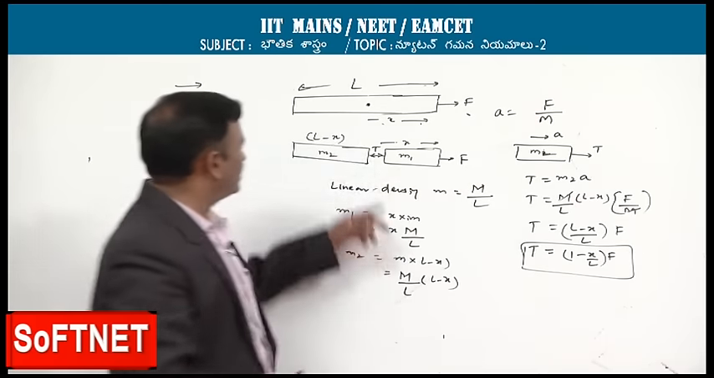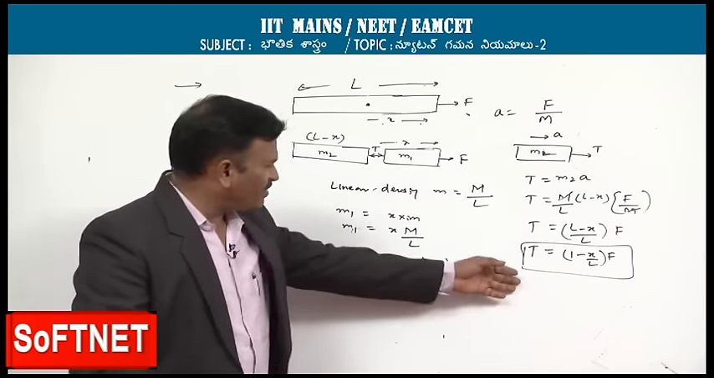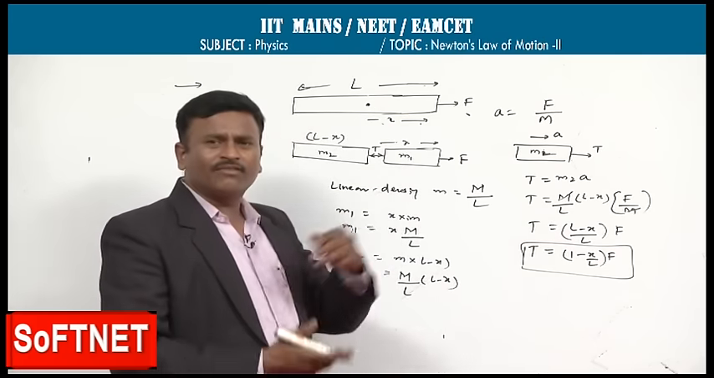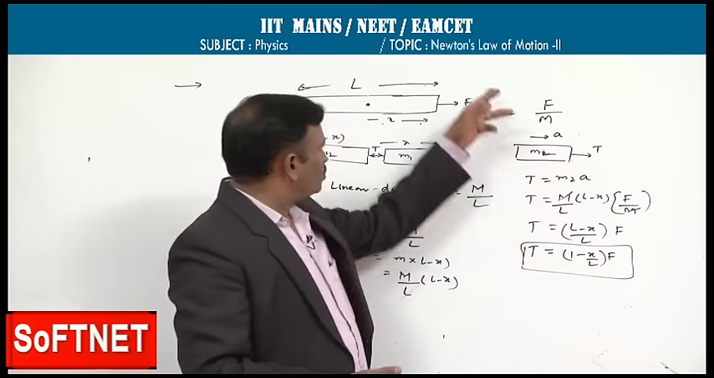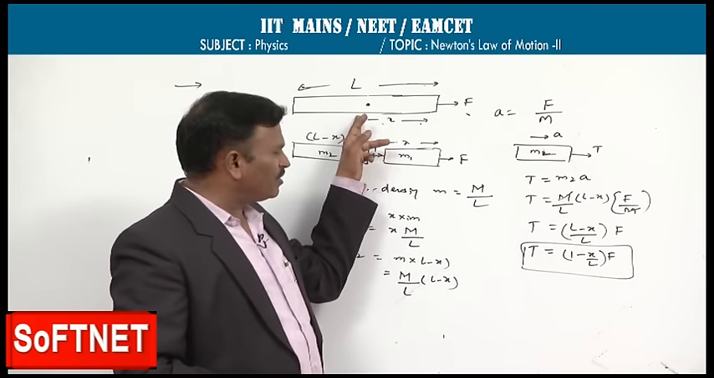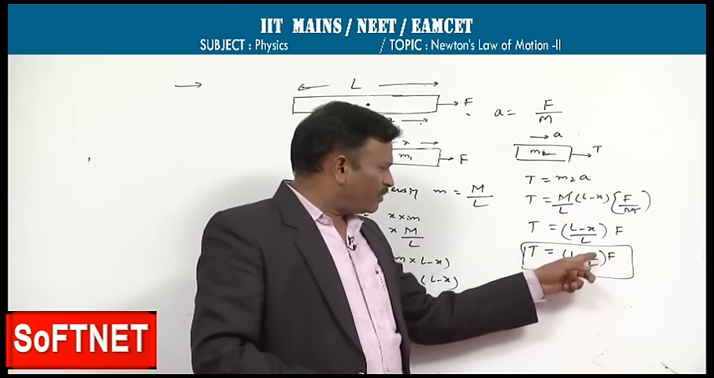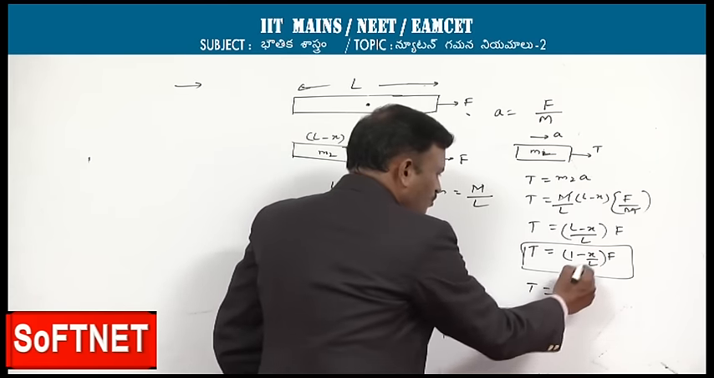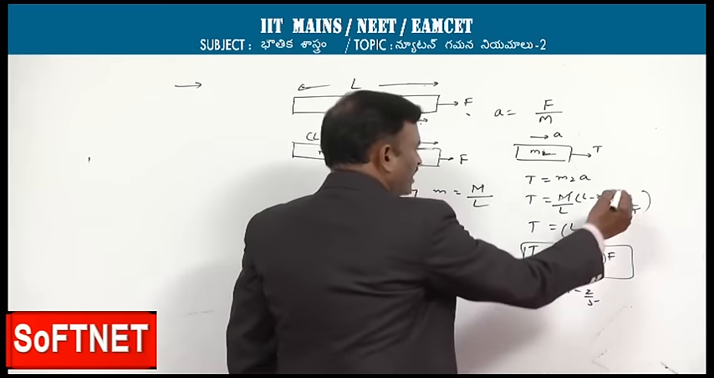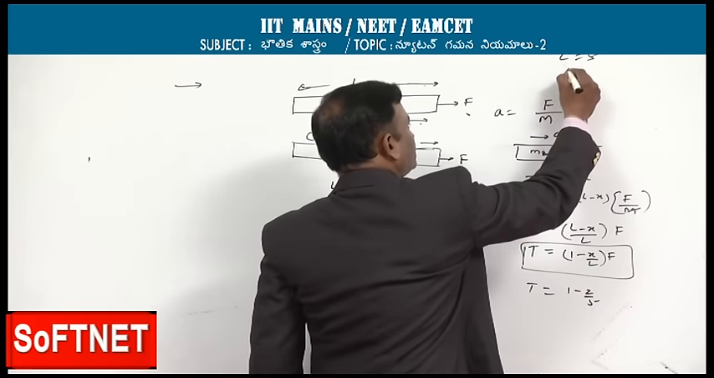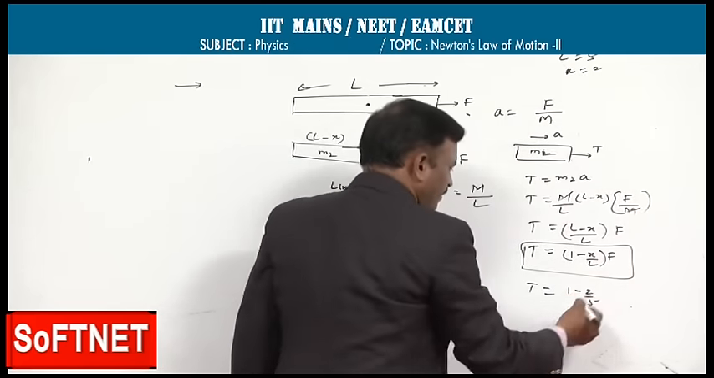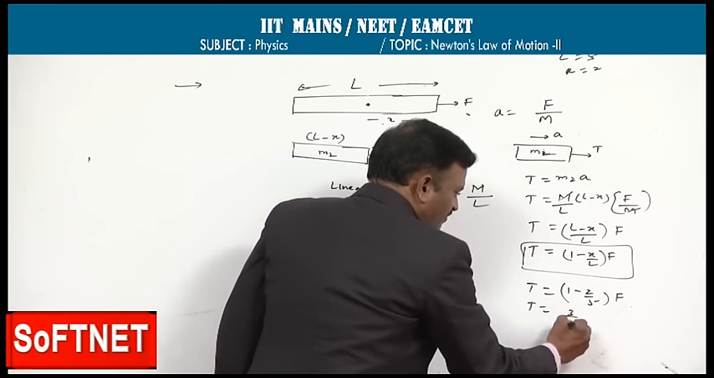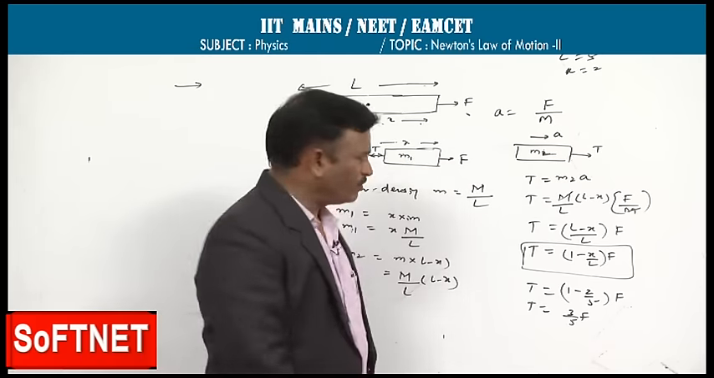This is the tension acting at the free end. If the values are given, we can easily substitute. At 2 centimeters, what might be the tension? Total length is given as 5, and at 2 centimeters you want it. Assume L is equal to 5, x equal to 2. T is equal to 1 minus 2 by 5 into F, so T is equal to 3 by 5 F. Like that we have to solve.